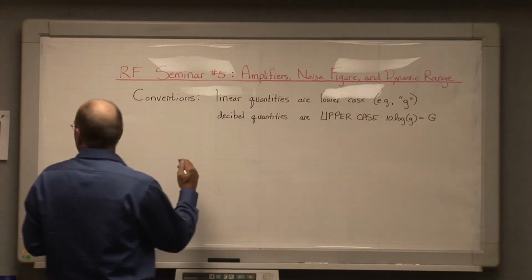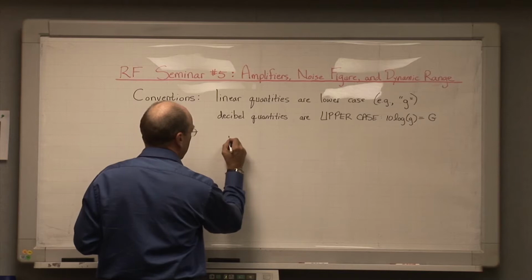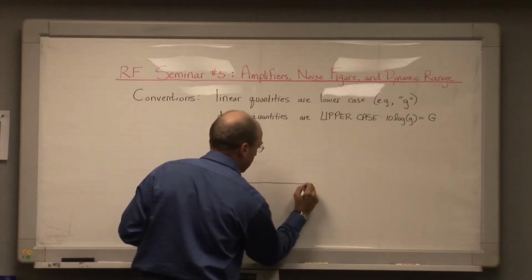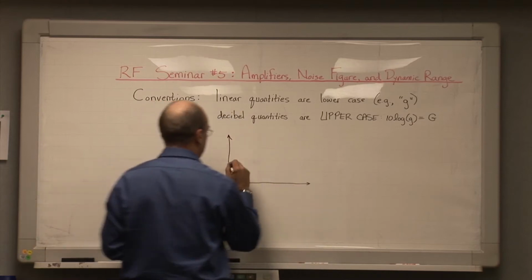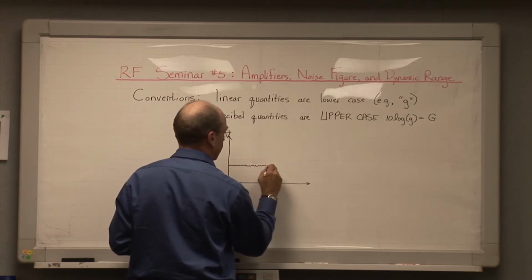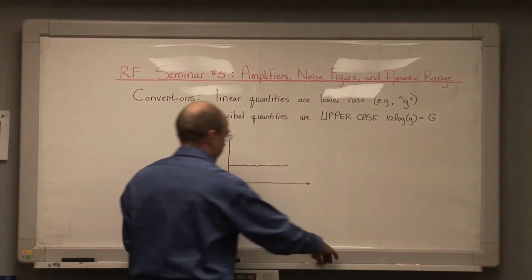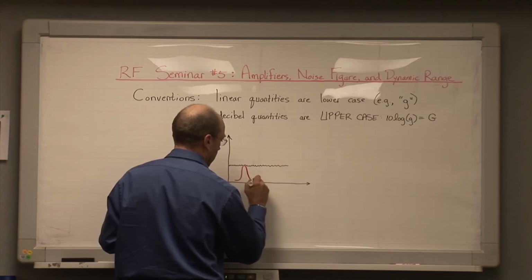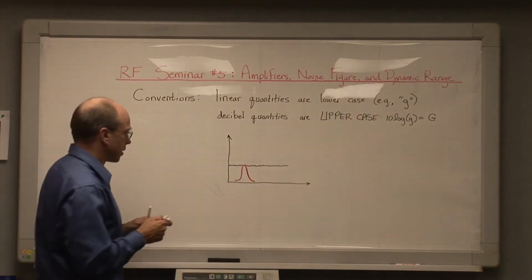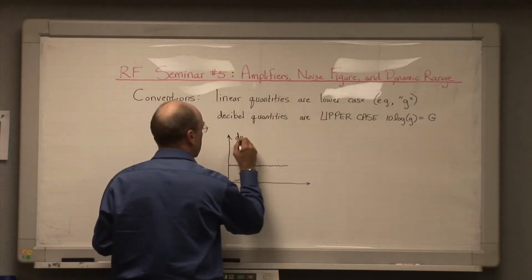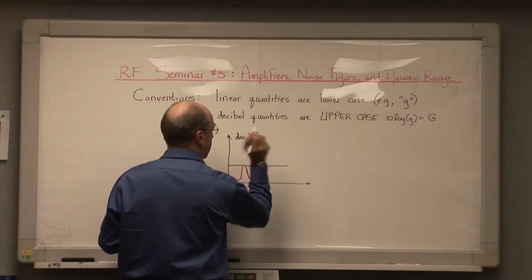So here's the problem that we're going to address. Suppose that we have a measurement system or a receiver of some sort that has a particular noise level, like so, and we're trying to measure a signal which is down here, and just to make this an easy example, this is power in decibels.